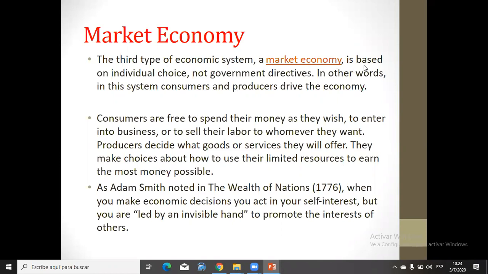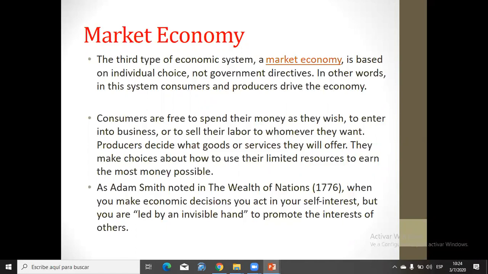Market economy is based on individual choice. Decisiones individuales. No government directives, no directivas gubernamentales. El gobierno no se mete en estos aspectos. Ellos se mantienen al margen. In other words, in this system, consumer and producer drive the economy. Consumers are free to spend their money. Eso sí, si tienen el dinero. Si no tienen el dinero, estamos en problemas.